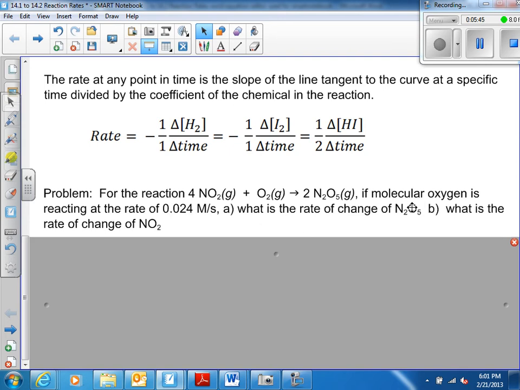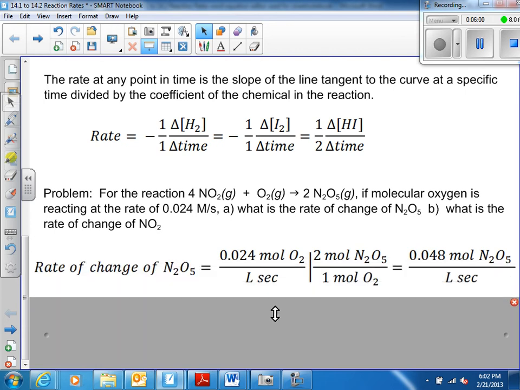So we want to find what would the rate of N2O5 be. So this is just stoichiometry. We're just going to convert from oxygen to N2O5 for part A. You can try to set this up and pause, but I'm going to show you the thing right now. Pause if you want to.